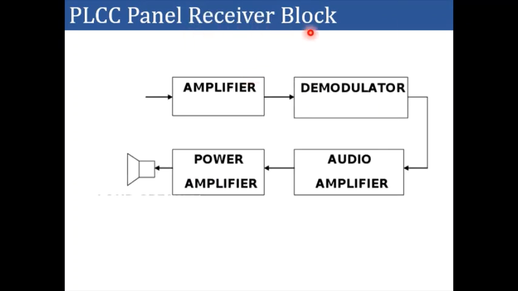Now at the receiving end, the signal will first get amplified, then it is demodulated, then it goes to the audio amplifier, and then the power amplifier. After that it is directed either to voice related activities or to data related activities.